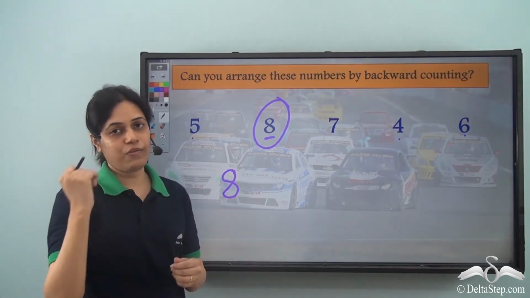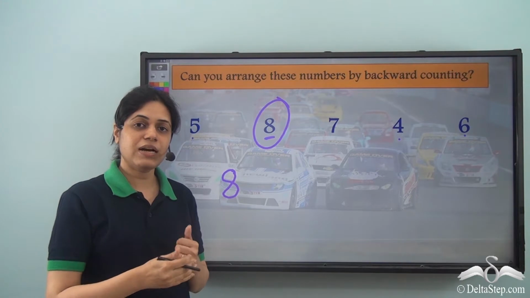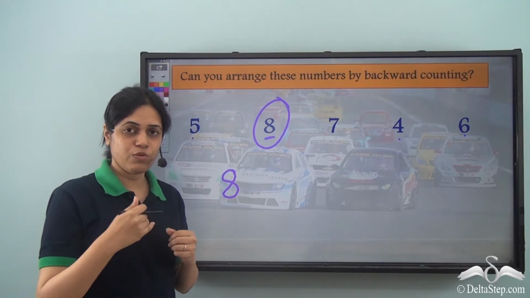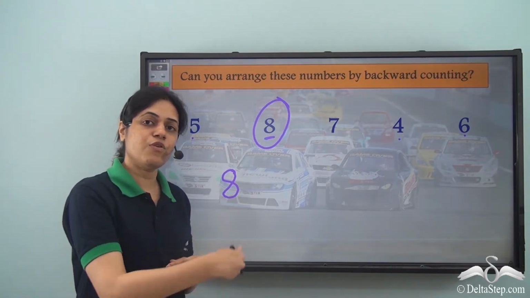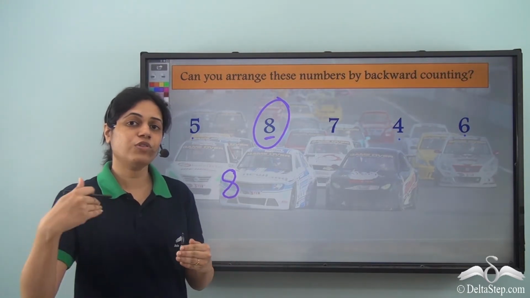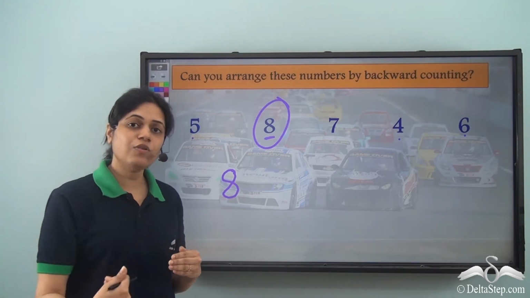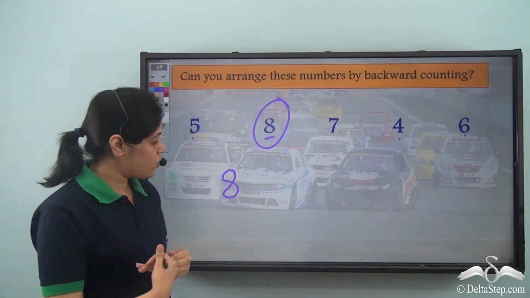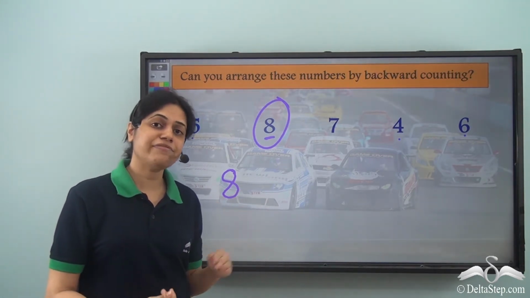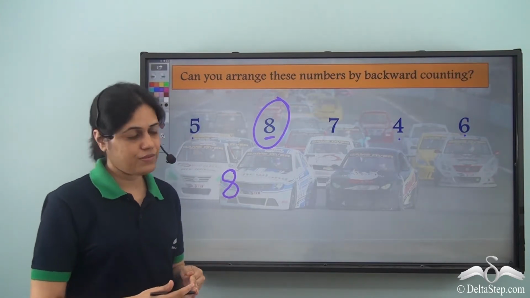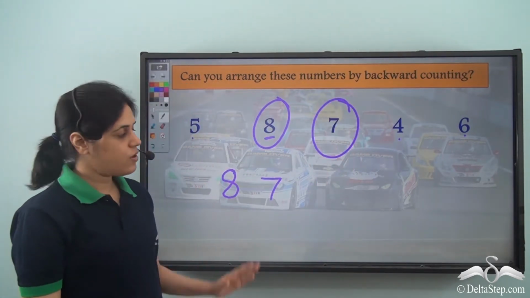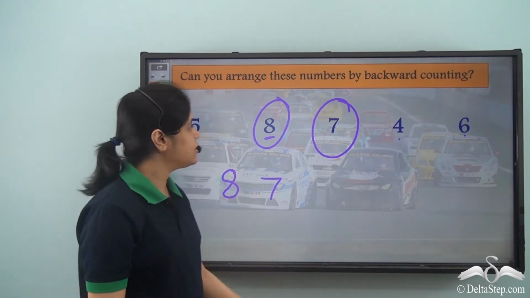Now since this is backward counting, we need to see what comes before 8. We have learned counting, right? So when we count, we move from 1, 2, 3, 4, 5. But this is exactly the opposite. So it is 5, 4, 3, 2, 1. So we count backward in this manner. So what comes before 8? Or 8 comes after what? 7. So we have covered 7. What comes before 7? 6.